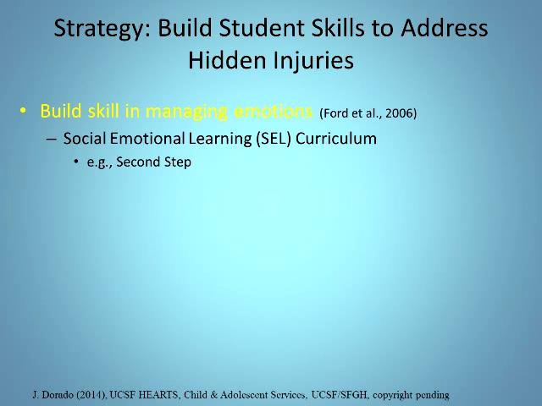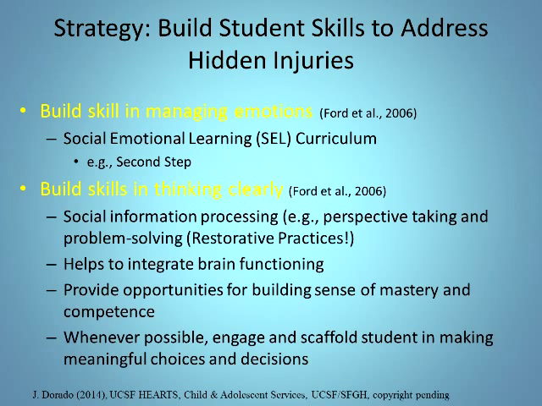So, building skills. Julian Ford talks about building skills in managing emotions. Second Step is a wonderful and evidence-based way to do that. And building skills in thinking clearly, those kinds of perspective-taking, problem-solving skills that we all need in order to do well. We all know that those kinds of social and emotional skills are highly correlated with success in life. When we do that, it helps to integrate the thinking, learning brain into the emotional brain. We don't need to get rid of the emotional brain. We just need the thinking brain to be integrated into it.